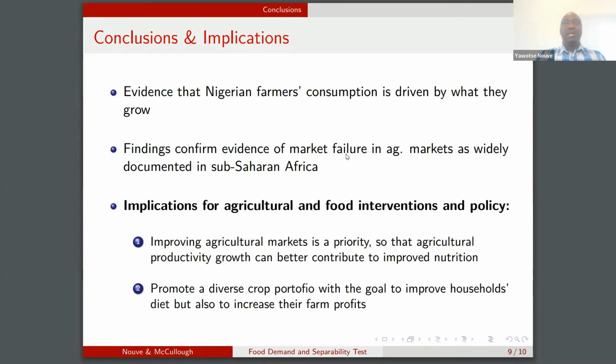So going back to our original question, which is should policymakers trust markets to improve nutrition? Given our finding, we propose this policy intervention or agricultural intervention. First, to improve nutrition, improving agricultural market is a priority so that agricultural productivity growth can better contribute to improve nutrition. And second, it will be good to promote a nutrition-sensitive agriculture such that agricultural production can improve household diet, but also increase farm profit as a whole.